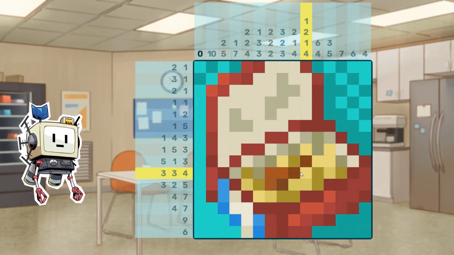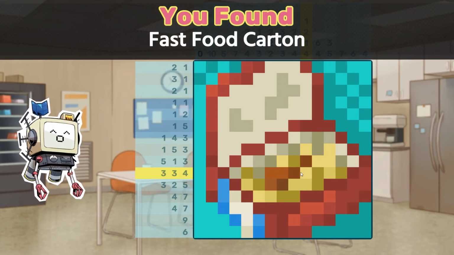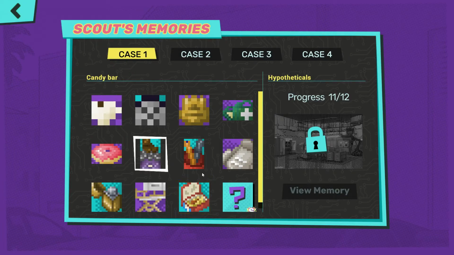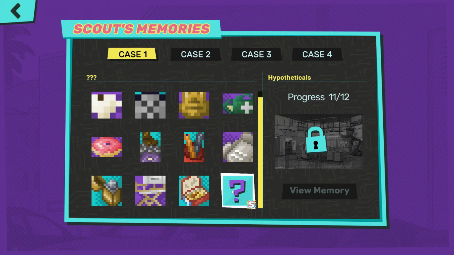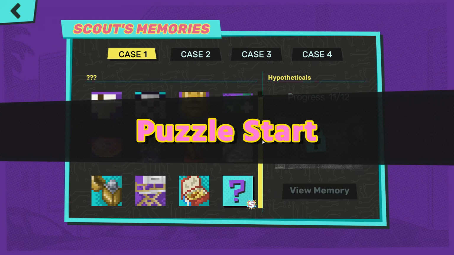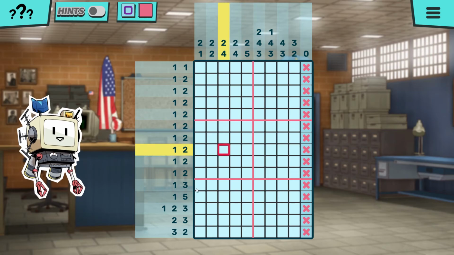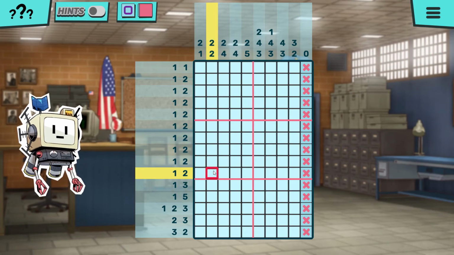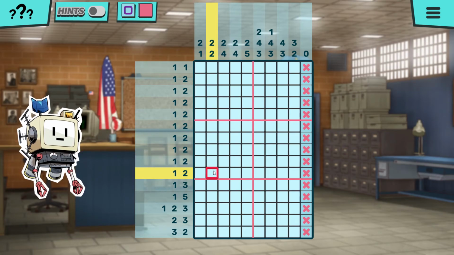Alright, that's a handbag, isn't it? No, it's not, it's a case or something? Fast food carton. Alright. And the last case of the case 1 Scout Memories. And maybe I'll unlock something here. So let's go. Oh yeah, this is going to be interesting.